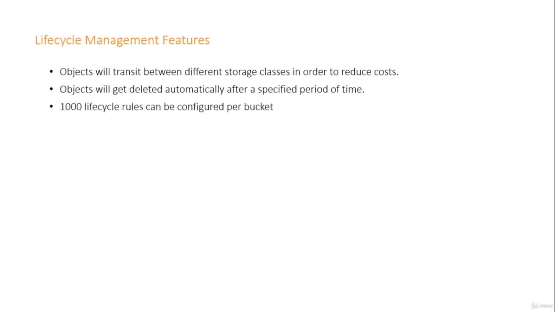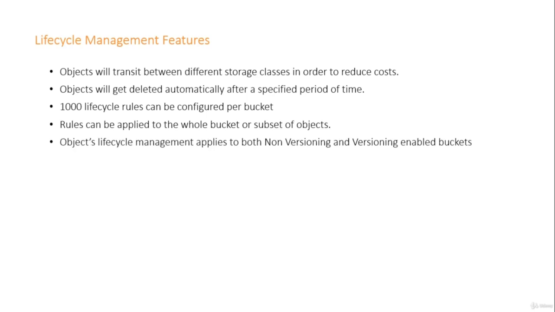We can enable up to 1000 lifecycle rules per bucket. And also we can apply the rules to the whole bucket or all objects in a bucket which follow the same rule, or also to a subset of objects. Object lifecycle management applies to both non-versioning and versioning enabled buckets.